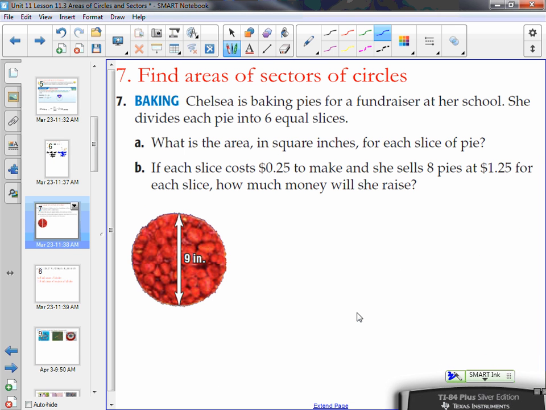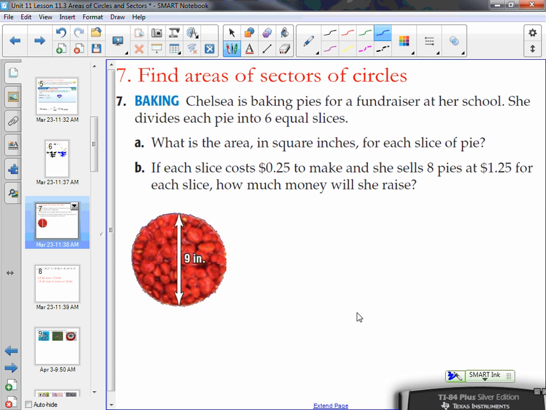Number 7. Chelsea is baking pies for a fundraiser at school. Now, I got to admit, I really like pies. That is the most unappetizing picture of a pie I've ever seen in my life. I mean, really? Think of all the good pies they could have had a picture of, and they chose that. I don't get it. So, she divides each pie into 6 equal slices because nobody could eat a fourth of that.